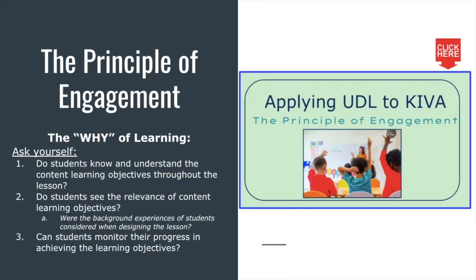The third principle of UDL is the principle of engagement, and it focuses on the why of learning. This is where student motivation comes into play. Teachers want to ask themselves whether students know and understand the content learning objectives throughout the lesson. Do students see any relevance of the content learning objectives in their lives? Teachers will want to consider whether the background experiences of students were considered when designing the lesson. Teachers should also ask themselves whether students can monitor their own progress in achieving the learning objectives in order to create a much more authentic experience for them.